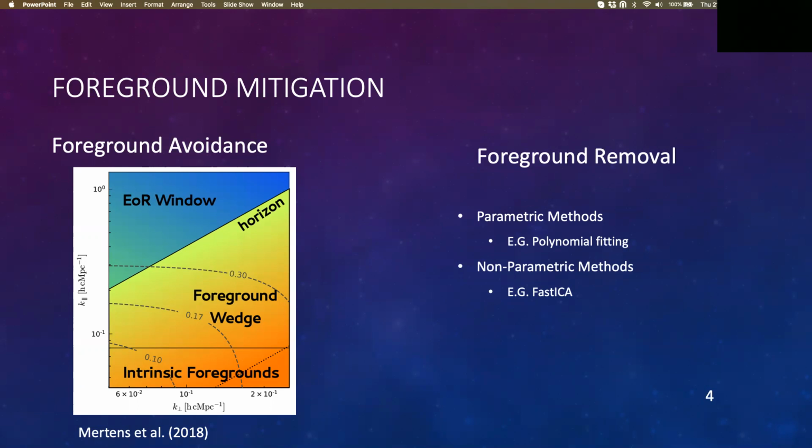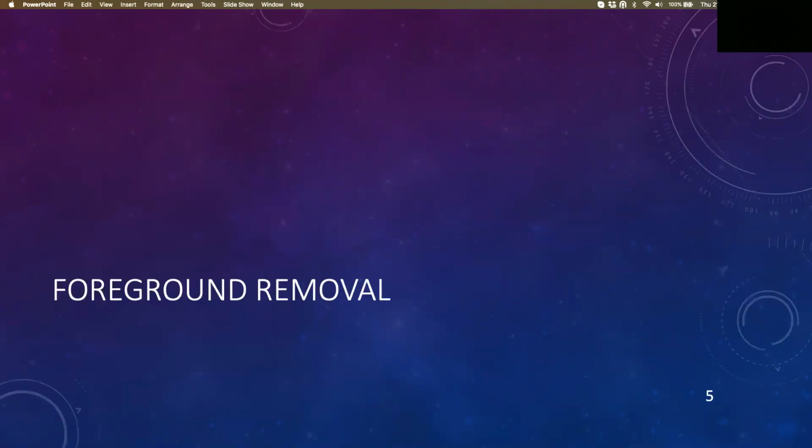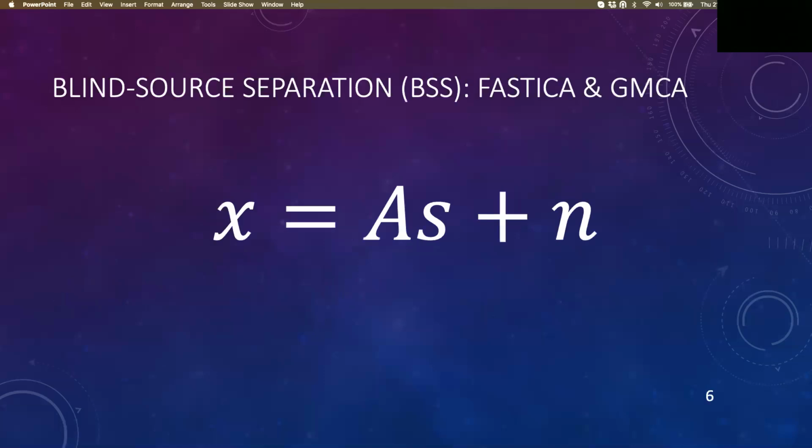Foreground removal looks to model the foreground and subtract it from our data. These fall into two schools. The first is parametric methods, where you assume the form of the foregrounds, and non-parametric methods, where you don't assume the form of the foregrounds, and you use the data itself to model the foregrounds. For the purpose of this paper, we'll be using foreground removal. The first two of which are known as blind source separation techniques, which are FastICA and GMCA.